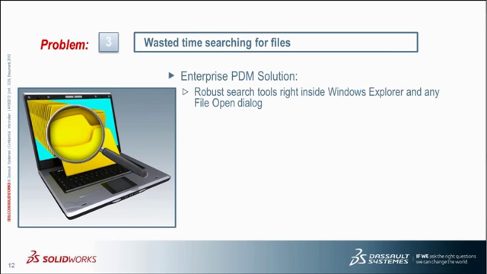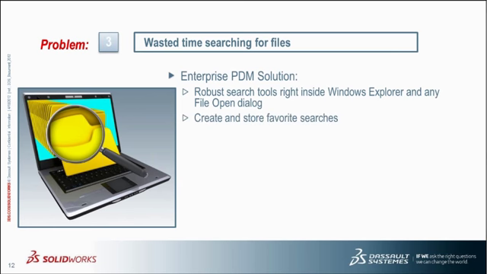There are robust search tools right inside Windows Explorer and any file open dialog. This means even if you choose to store other document types, like Word and Excel files, you can browse or search the vault while using the file open dialogs for those applications. So basically any Windows application that you have will be able to browse into the vault. Enterprise PDM will even read and write custom properties to Office documents as well as many other file types. So it's not just for SolidWorks files, it's for really any file types you can put on a Windows system.